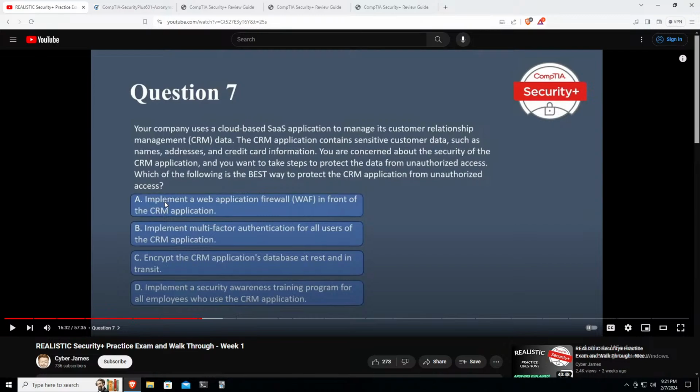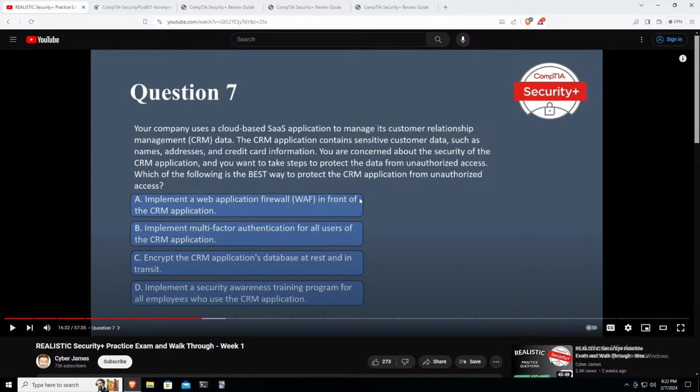So this would be an encryption question. Encrypt the CRM application's database at rest and in transit. Yeah. Implement TLS and then run full disk encryption on the data on the storage devices. We wouldn't really be implementing an awareness program; this is more for people. MFA, well, that wouldn't really stop the data from being leaked. There's ways around MFA.